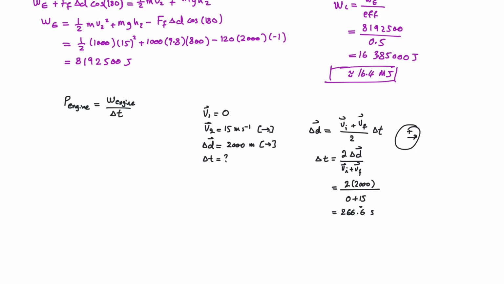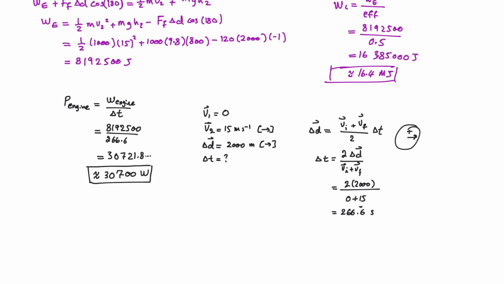And now that I have this, I'm going to enter the value of my engine, 182,500, divided by the time, which is 266.6 seconds, and I will end up getting 30,721.8-ish, which in 3 significant figures will be 30,700 watts. And this is going to be my answer to the second question.